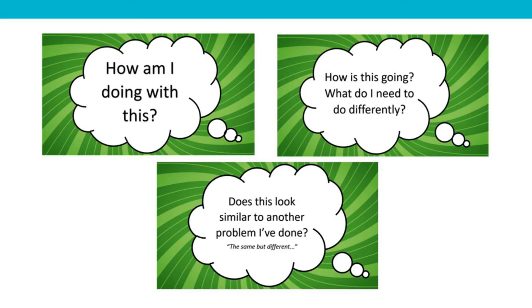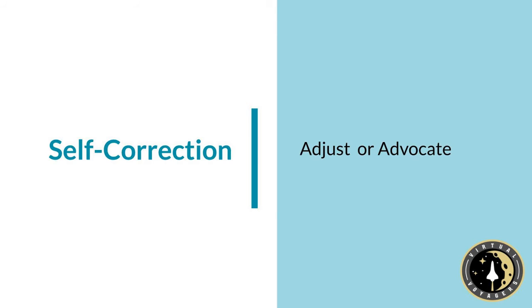Rather than asking students, "How are you doing?" adults can support the process by prompting students to check in with themselves. Adults can also model this process at home: cooking, assembling furniture, doing yard work. The opportunities are endless. Self-correction: adjust or advocate.